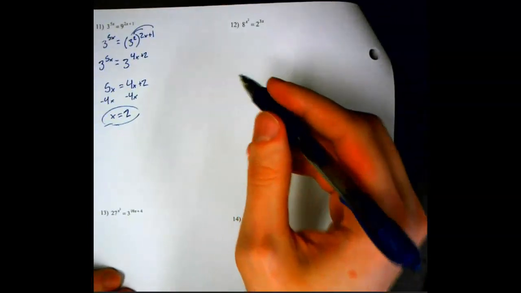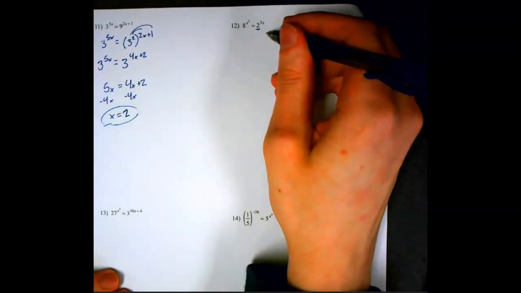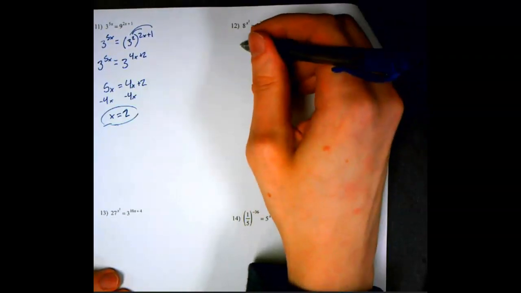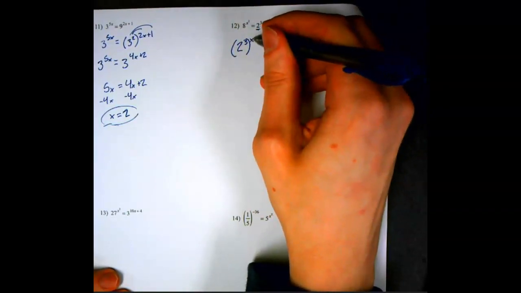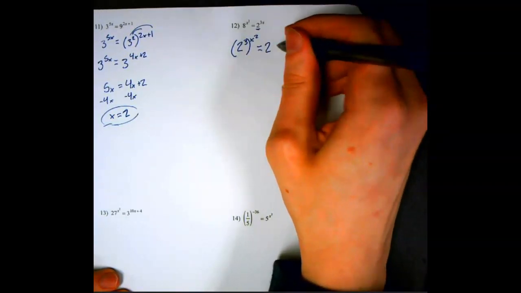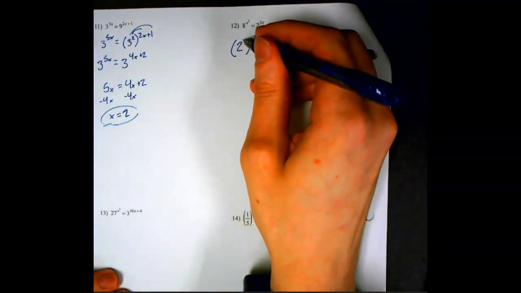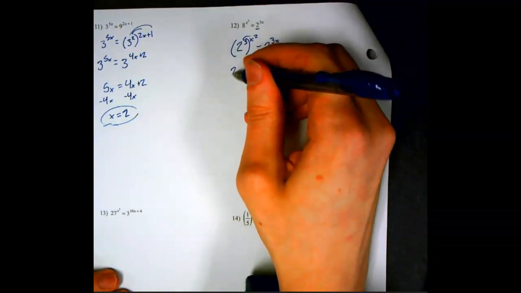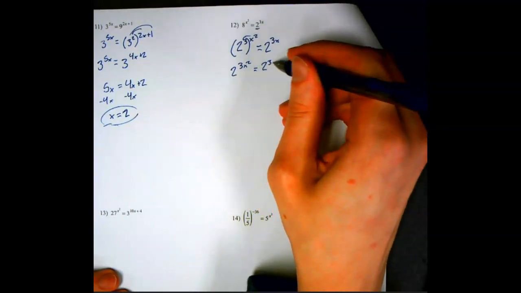For the second problem, again, we need to get to the same base. Our lowest base is 2, so we'll get that 8 to be 2. 2 to the third is 8, so 2 to the third to the x squared equals 2 to the 3x. Remember, we're going to distribute that out, so we'll have 2 to the 3x squared equals 2 to the 3x.